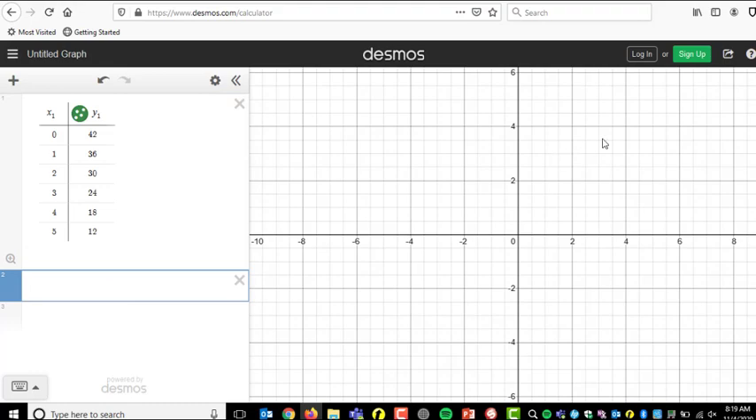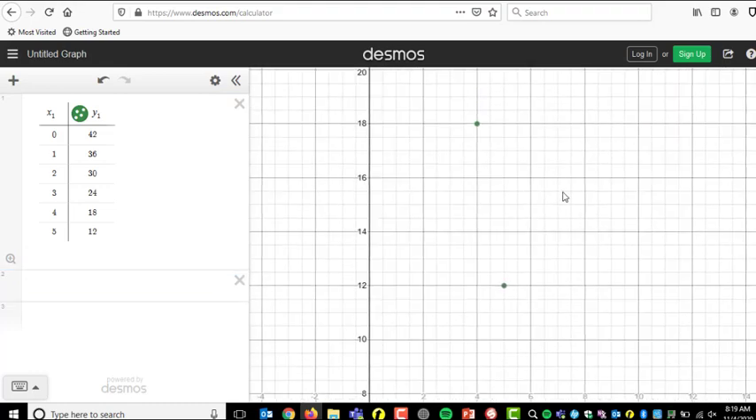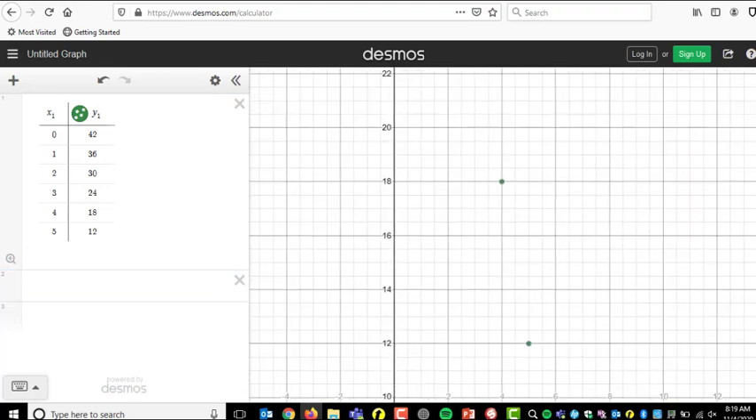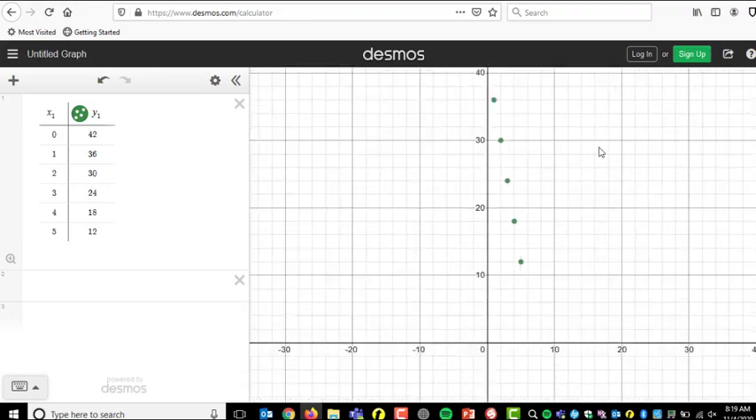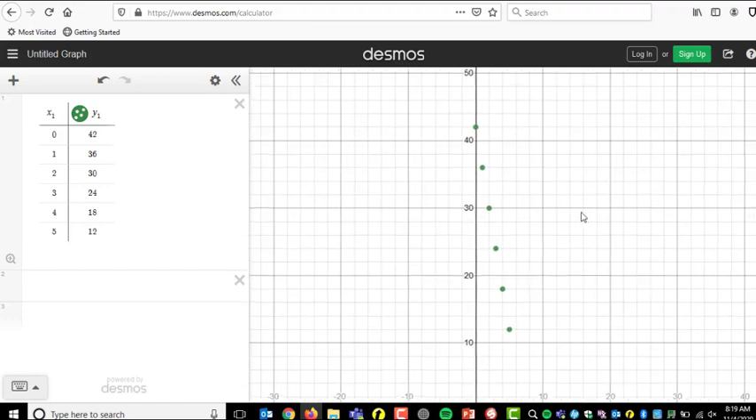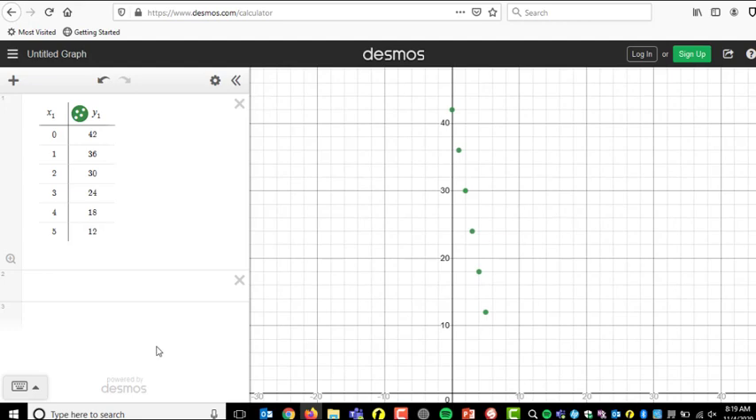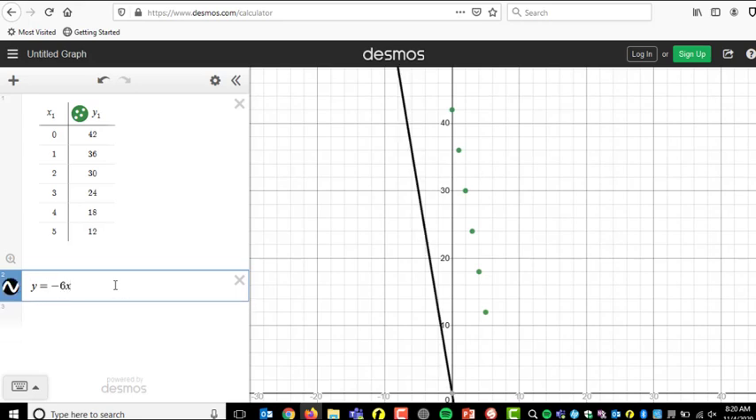And I have to be able to locate those points. So I'm just going to, oh, I found a couple. So now I'm just going to zoom out. And there they are. In line 2, I'm going to type my equation. Y equals negative 6x plus 42. And voila, awesome, I have it correct.